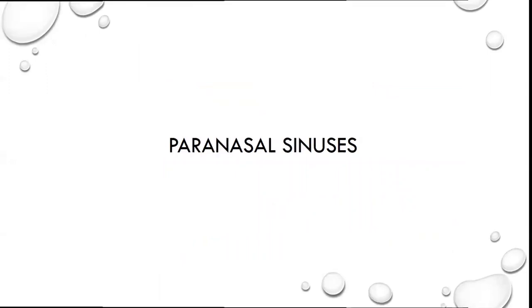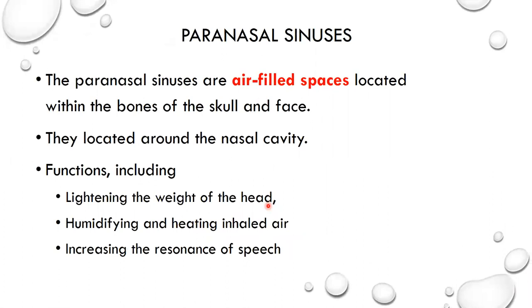Now we go to the paranasal sinuses. What are paranasal sinuses? They are a few spaces located within the bones of the skull and face. They're located around the nasal cavity and they open into the nasal cavity. The functions of the paranasal sinuses include lightening the weight of the head, humidifying and heating inhaled air, and increasing the resonance of speech. If we didn't have the paranasal sinuses, we might not be able to lift our head up because of the weight of the skull we have.